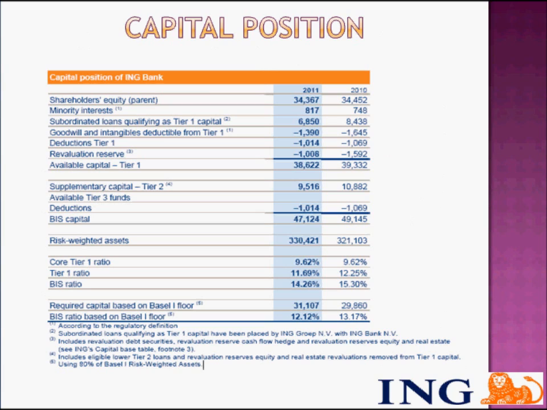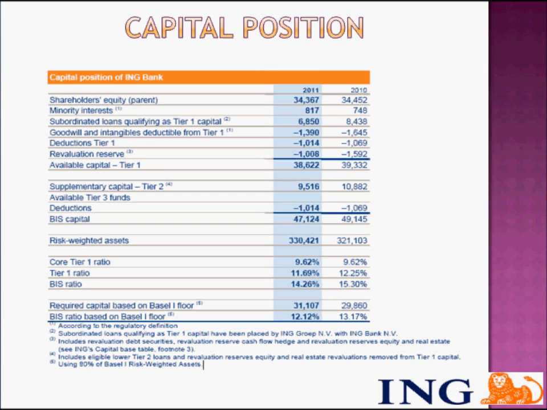Now we'll look at the capital position of ING Bank. Shareholders' equity of parent company was 34,367 in 2011. It slightly declined from 2010, even though it's a good figure. Compared to 2010, minority interest has increased.